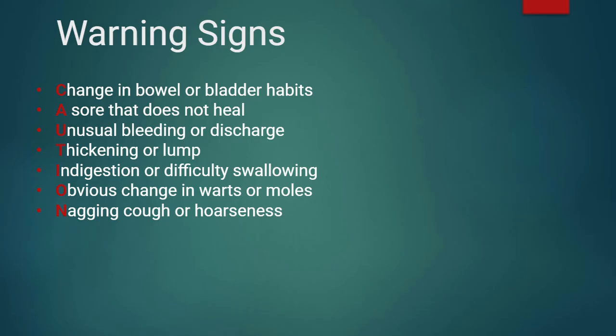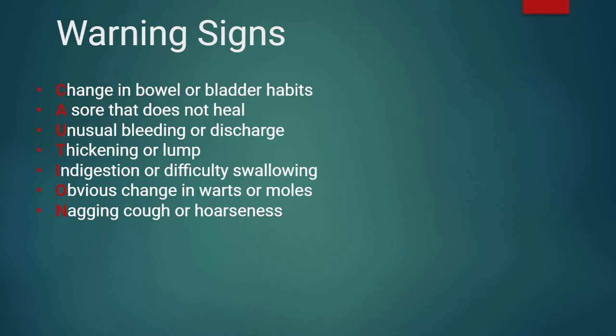A: A sore that does not heal. A wound that lingers can be a sign of skin cancer or another underlying problem. U: Unusual bleeding or discharge. This can include bleeding between periods, after menopause, or unexplained nipple or rectal bleeding.